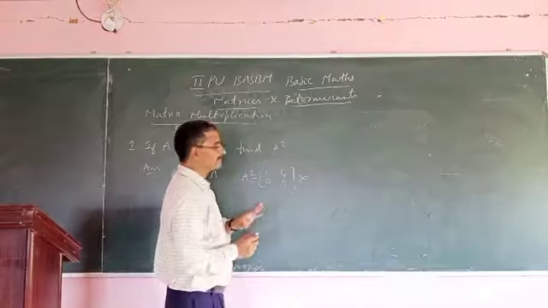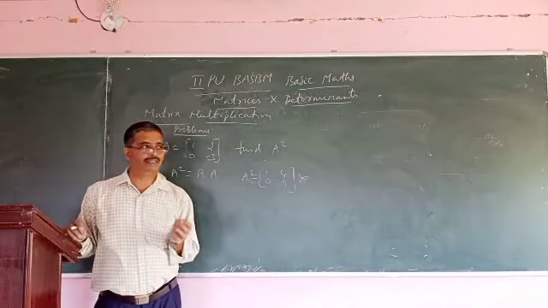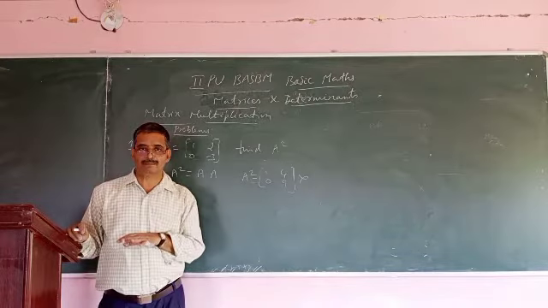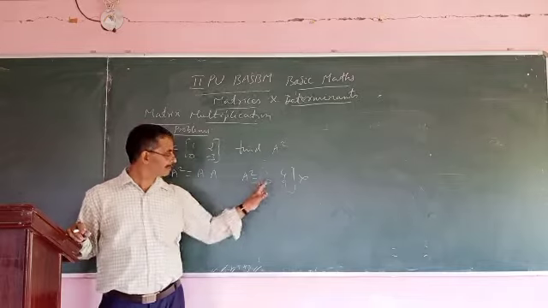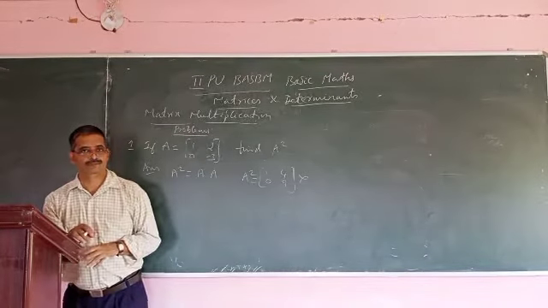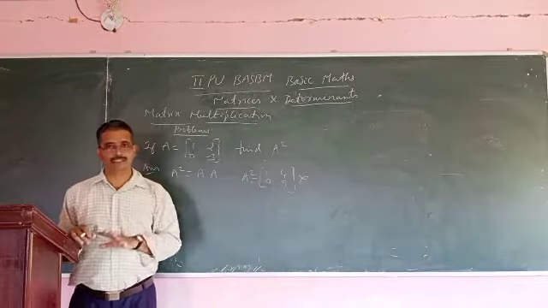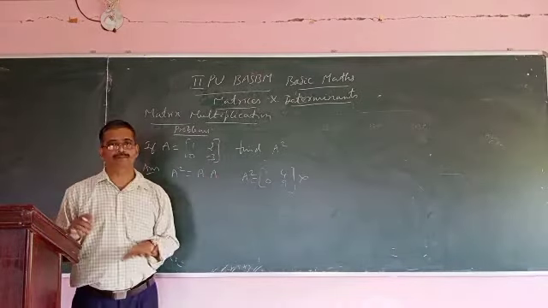A square is not taking the square of the elements. It's different. By taking the square of the elements, you won't get it. So don't make this mistake. A square means don't square the elements. I am repeating, don't square the elements. So what is A square? A square is nothing but A into A.